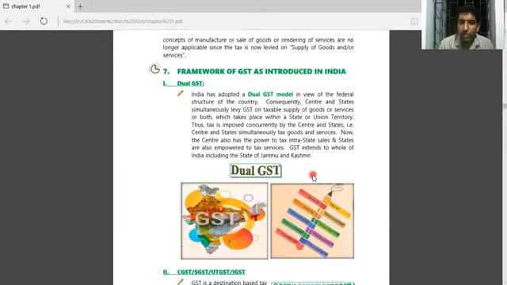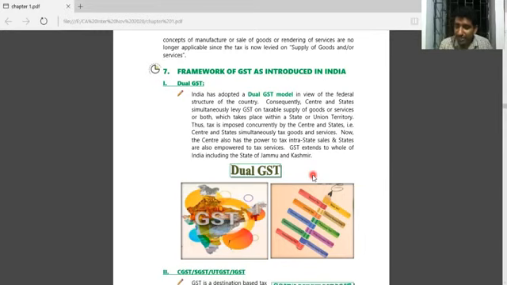Now this was solved by dual model GST. In dual model GST, for each transaction, central government and state government simultaneously levy taxes. So for each transaction, both central government and state government will levy taxes. For example, 18% GST is actually 9% levied by central government and 9% levied by state government. So on each sale, both central government and state government levy taxes. This is known as dual model GST. Say, for example, 18% GST: 9% goes to central government, and 9% goes to state government.